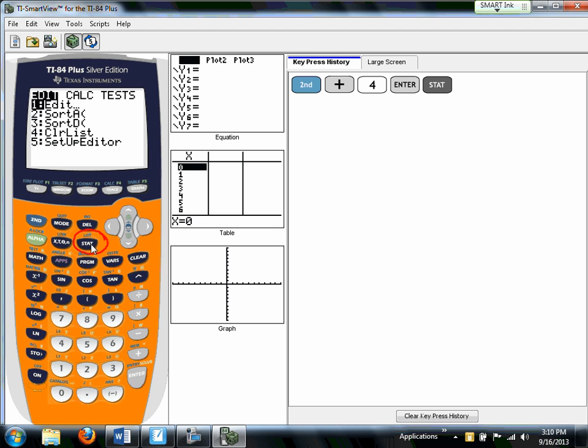So you can hit number 1 or you can hit enter. Now notice mine says list 1 and list 2. In list 1, that's where I'm going to put all my n values, or x's, depending on how you want to call it. So that's 1, 2, 3, 4, 5, and 6.